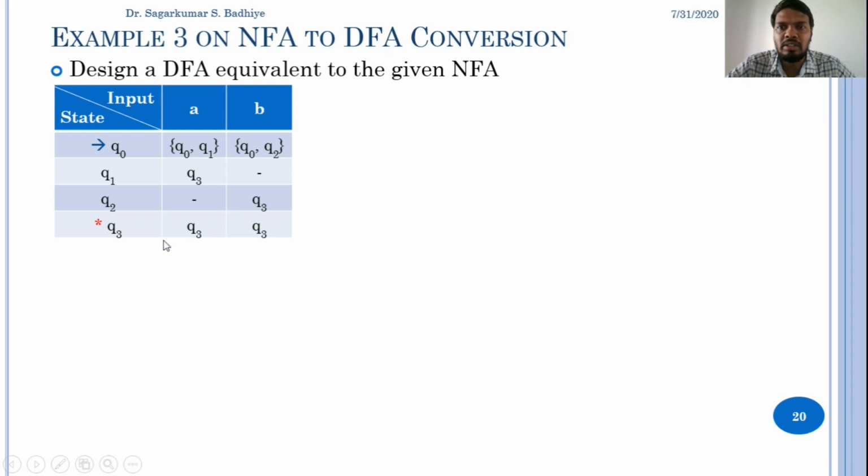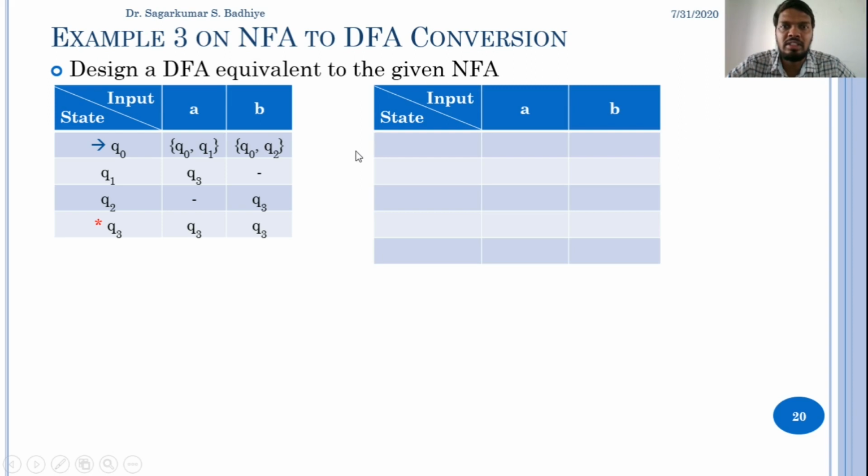Now to convert this NFA to an equivalent DFA, we again construct another transition table wherein the initial state of the DFA will be the initial state of the given NFA, right? So we make Q0 the initial state, and Q0 on A in case of NFA can go either to Q0 or Q1. So we merge these two states to form a new state in the DFA.